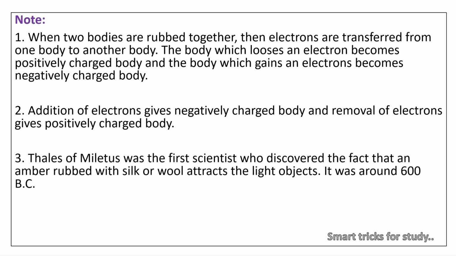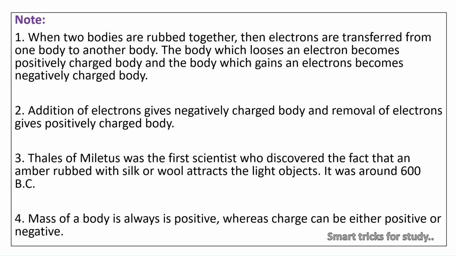3. Thales of Miletus was the first scientist who discovered the fact that amber rubbed with silk or wool attracts the light objects. It was around 600 BC. 4. Mass of a body is always positive, whereas charge can be either positive or negative.